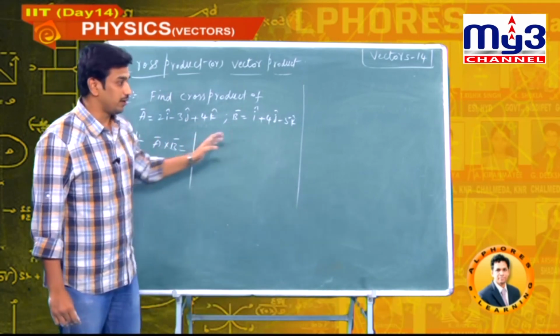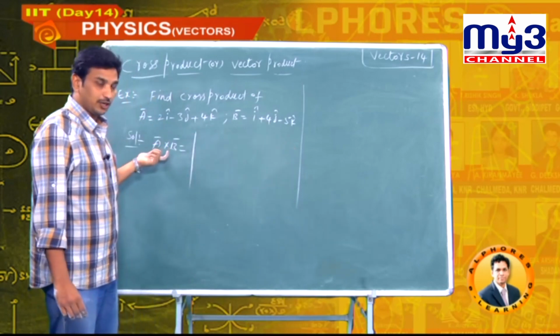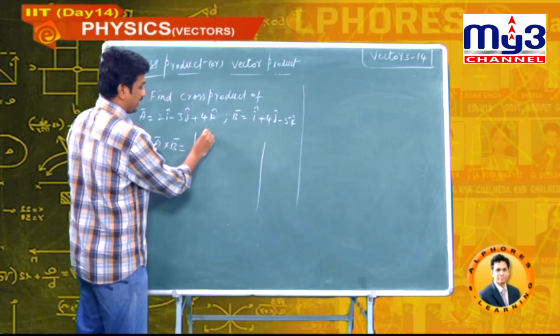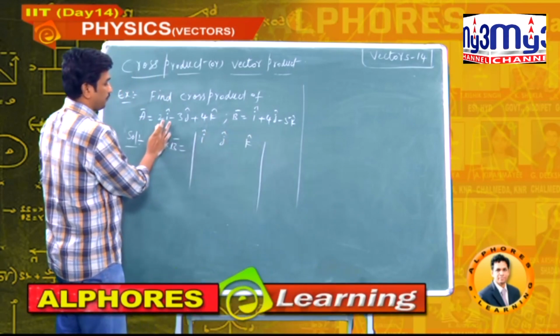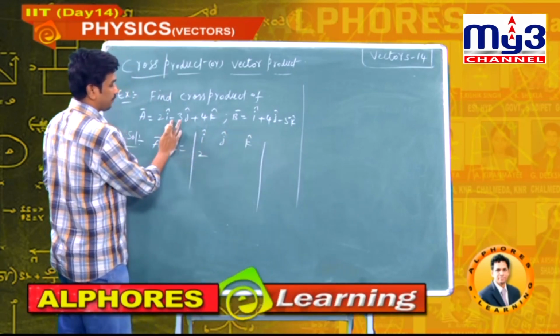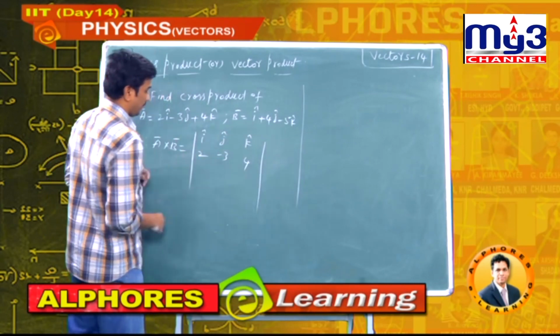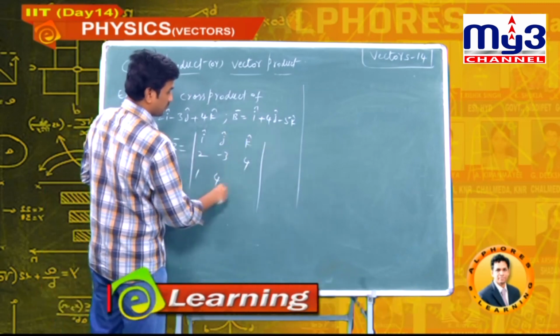I am not going for the direct method, it's lengthy. We will apply the shortcut method. A cross B. First write I cap, J cap, K cap. A bar coefficients: I cap 2, J cap minus 3, K cap 4. Next B bar: 1, 4, minus 5.